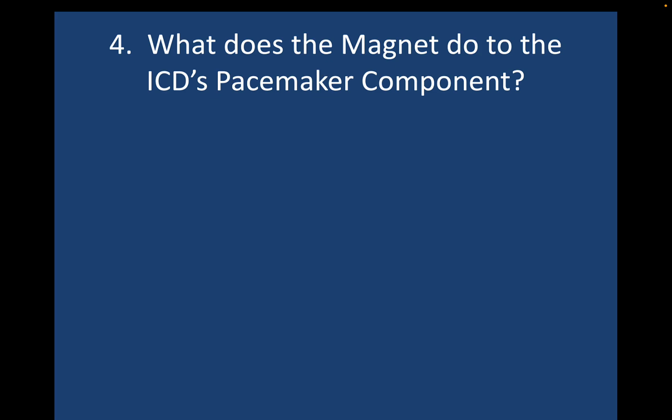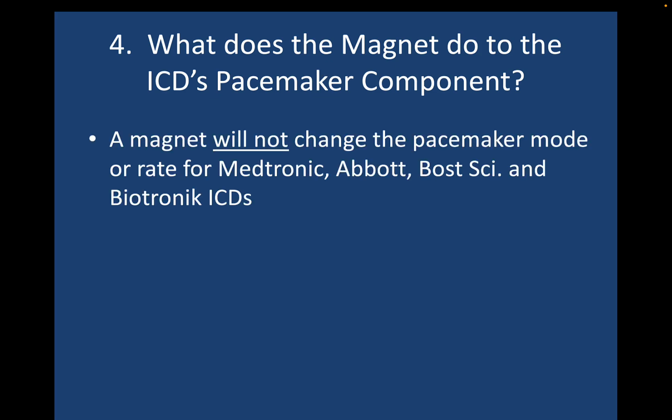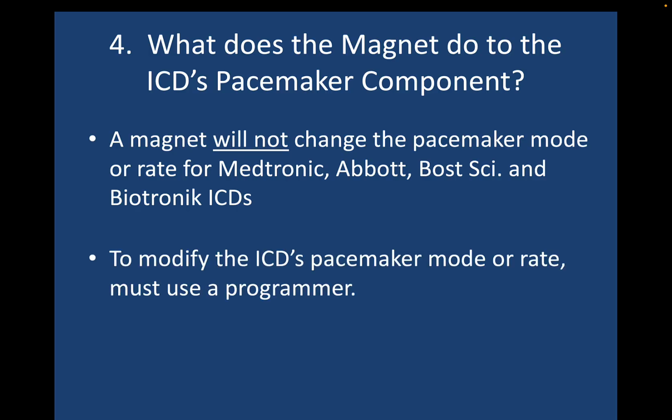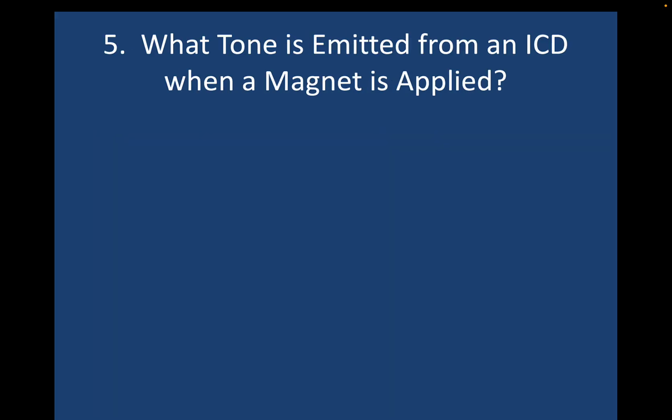ICDs are different. When you put a magnet on an ICD, if you have a Medtronic, Abbott, Boston Scientific, or Biotronik ICD, which is what 99.8% of the devices are in this country, then the magnet will not affect any change in the pacemaker mode or rate. So what that means is if you want to change the patient's pacing mode of an ICD, you can't do so with a magnet. You have to use a programmer to change the rate, to change it from DDD to DOO, whatever, okay? Number 5, what tone is emitted from an ICD when a magnet is applied?